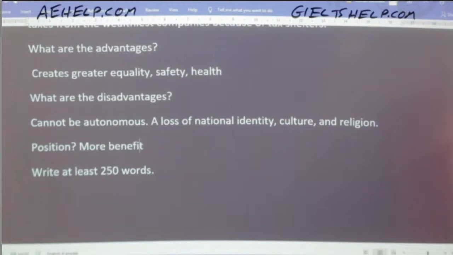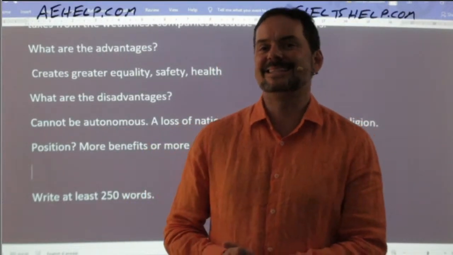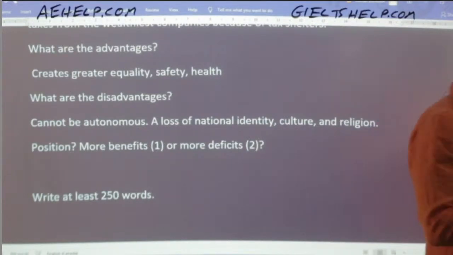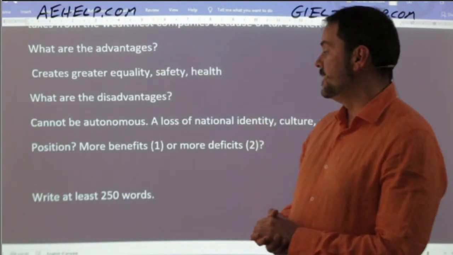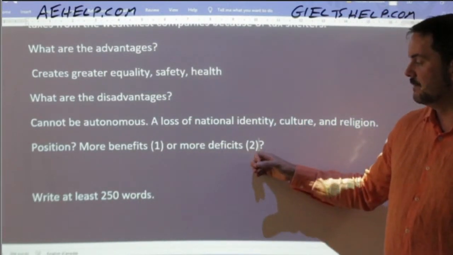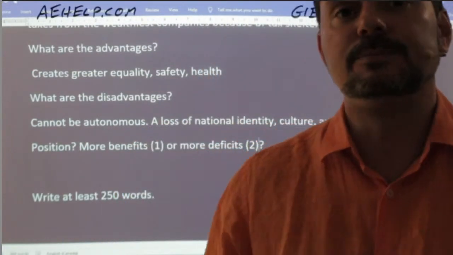More benefits or more deficits? Okay. Now think outside the box. So, what do you think? What's your opinion? Let's see. Okay, let's do it this way. So, more benefits. Let's take a vote on this. So that'll be 1. And then more deficits, so more negatives for an international government. That'll be 2. Okay, so if you think there are more advantages for an international government based on what we've discovered or thought about, you can put a number 1 into the chat. And if you think there are more negatives to an international government, then put in a number 2.